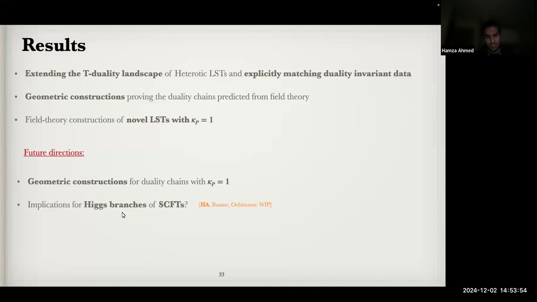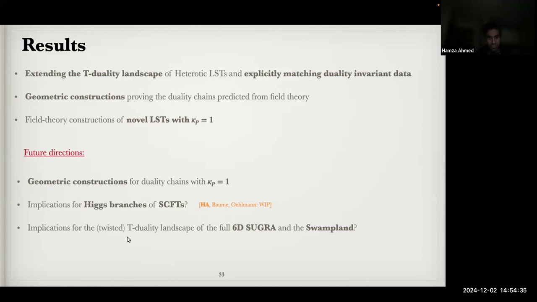I didn't refer to this too much, but there's a way to construct LSTs in terms of two kinds of SCFTs, namely, for the experts, the Orbi-instanton theories and the conformal matter theories. And so one can actually use the LSTs to study its components, the SCFT components. And we're working with Florent and Paul to see what the implications of this are, in particular for the Higgs branches of the SCFTs.